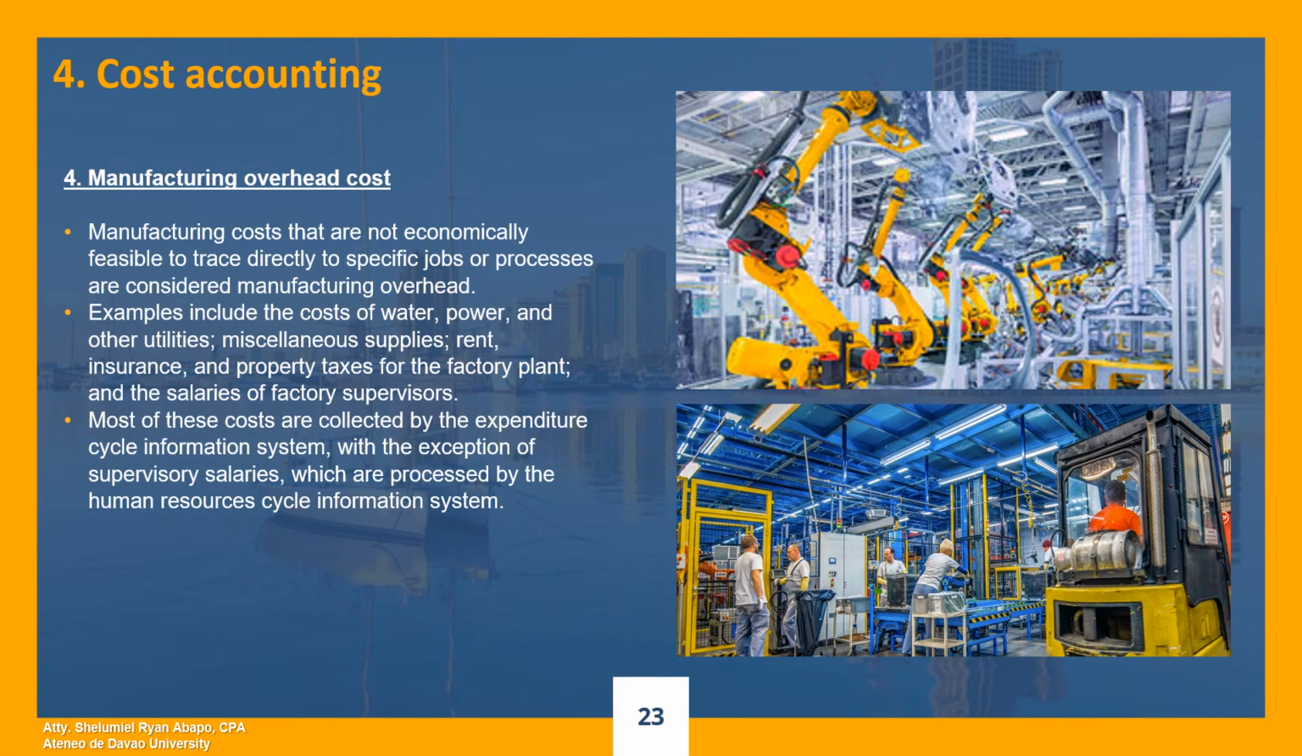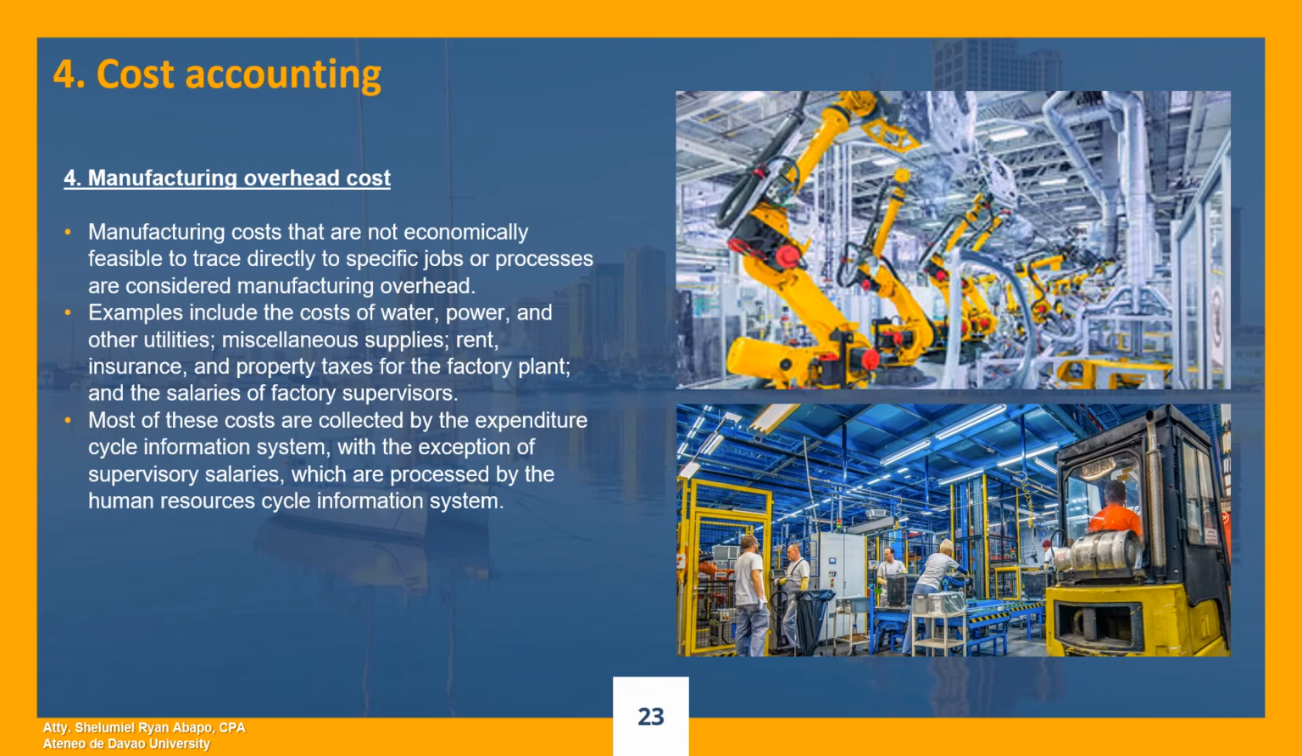Now, let's proceed to the last one, which is manufacturing overhead costs. The manufacturing costs that are not economically feasible to trace directly to specific jobs or processes are considered manufacturing overhead, meaning they are not directly related to the production of the product or do not form part of the finished product itself. Examples of these overhead would include the cost of water, power, other utilities, miscellaneous supplies, the rent of the factory or the plant, insurance and property taxes for the factory plant, and the salaries of factory supervisors.